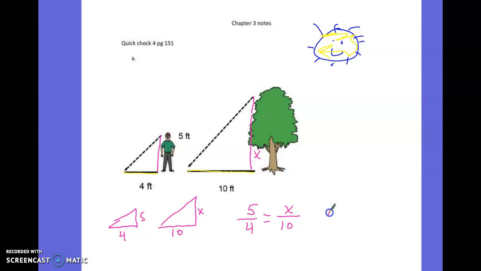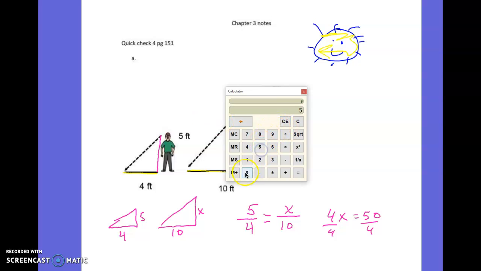4 times X is 4X. 5 times 10 is 50. Divide by 4. 50 divided by 4 gives us our answer. 50 divided by 4 is 12.5. So X, or the height of the tree, equals 12.5. And that would be in feet. All right.